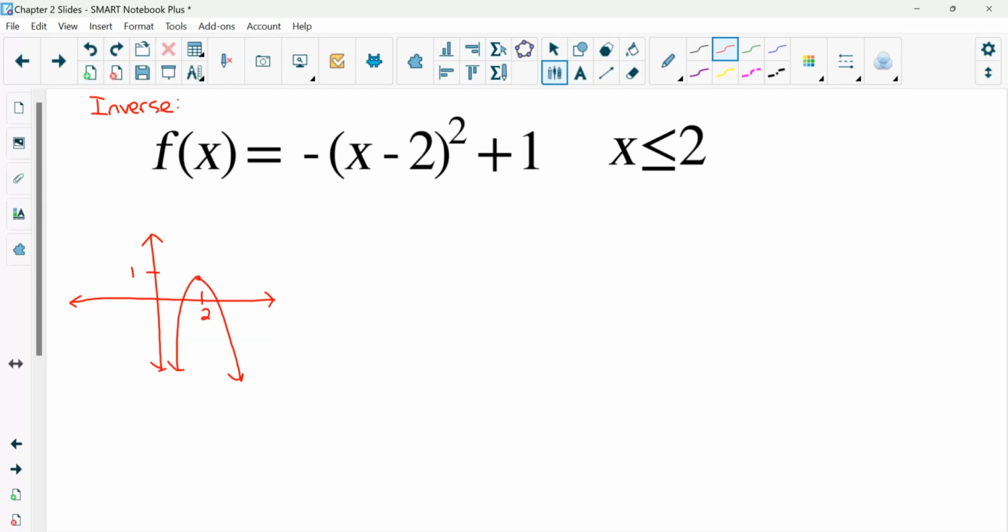Now, because we have that little statement at the end, x is less than or equal to 2, which half would we actually have? The left half or the right half? We have the left. We want x to be less than 2. So this part is less than 2. So we'd actually be getting rid of the right half in this case.